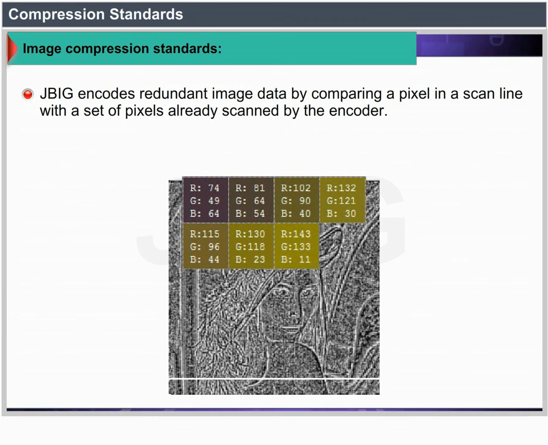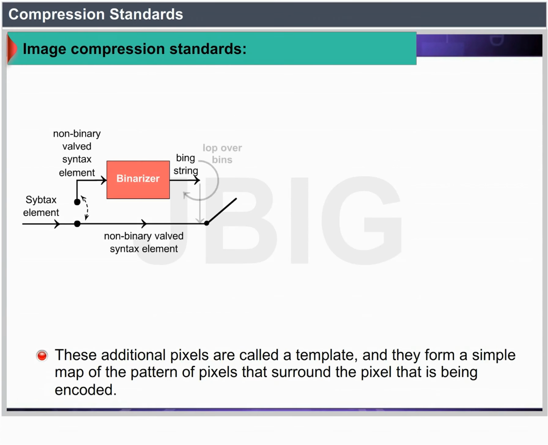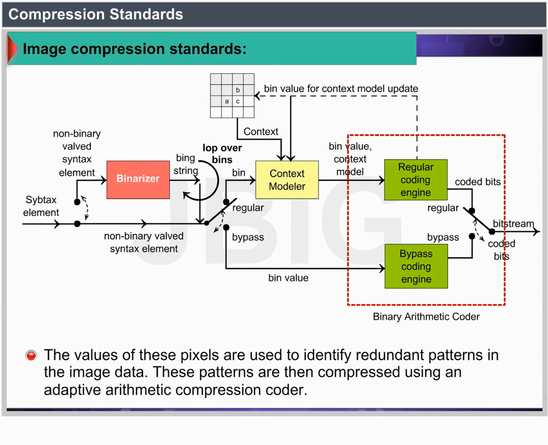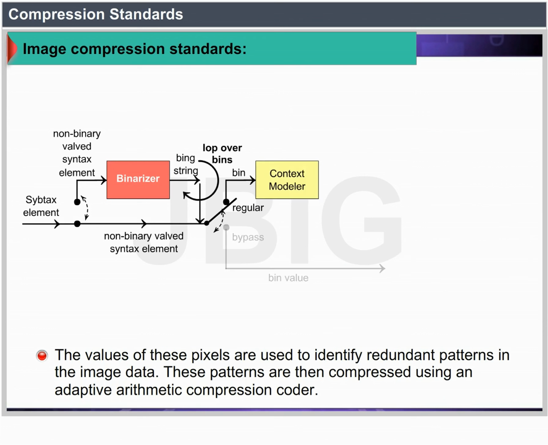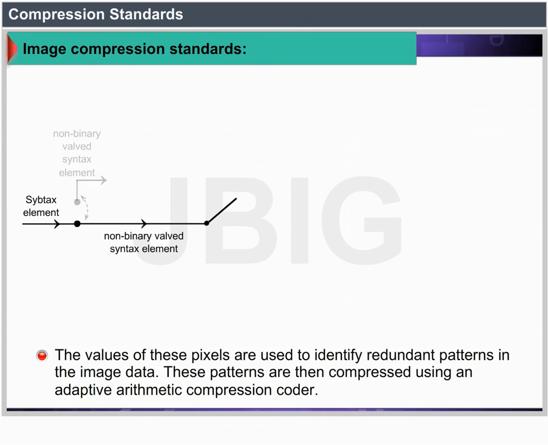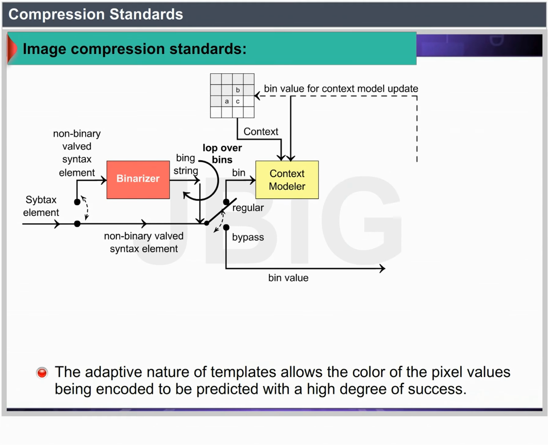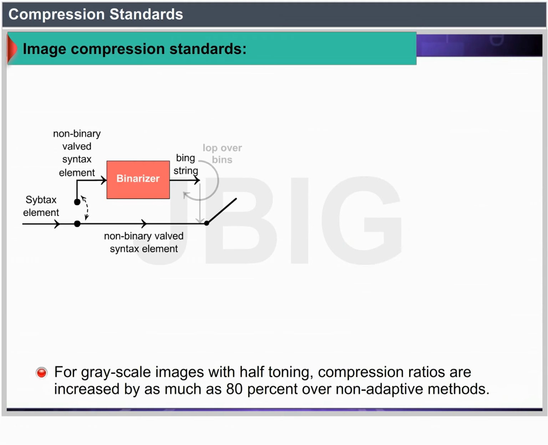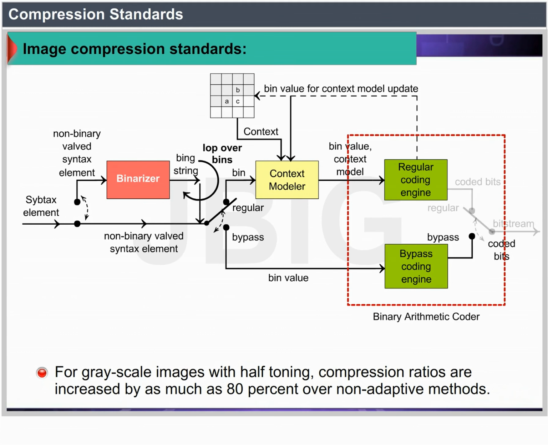These additional pixels are called a template, and they form a single map of the pattern of pixels that surround the pixel being encoded. The values of these pixels are used to identify redundant patterns in the image data. These patterns are then compressed using an adaptive arithmetic compression coder. The adaptive nature of templates allows the color of the pixel values being encoded to be predicted with a high degree of success. For grayscale images with half-toning, compression ratios are increased by as much as 80% over non-adaptive methods.